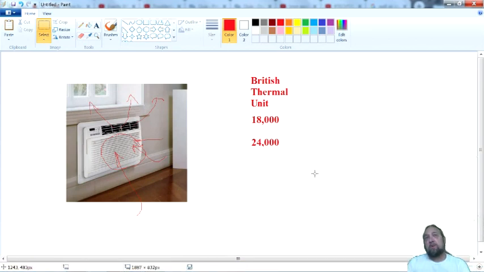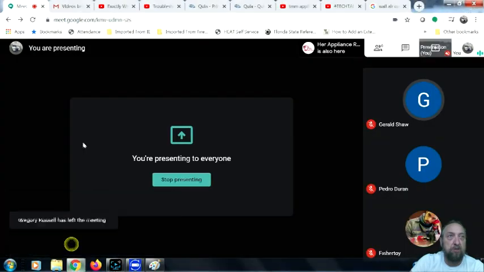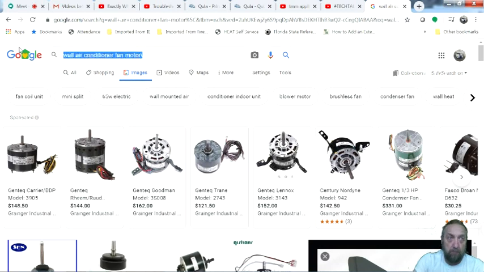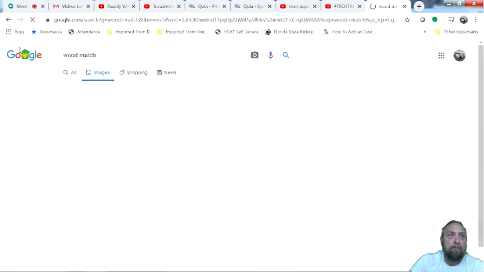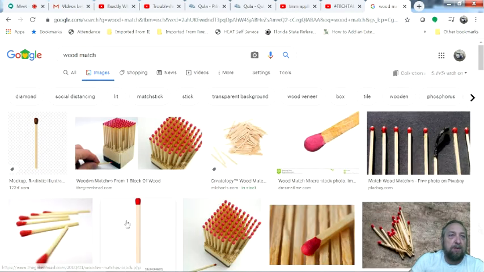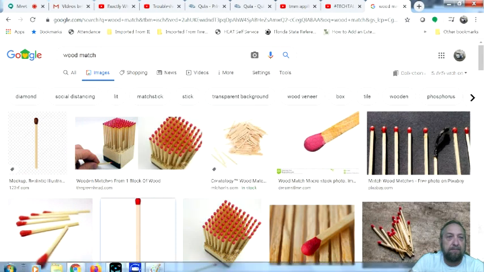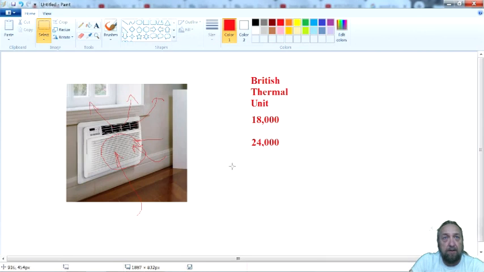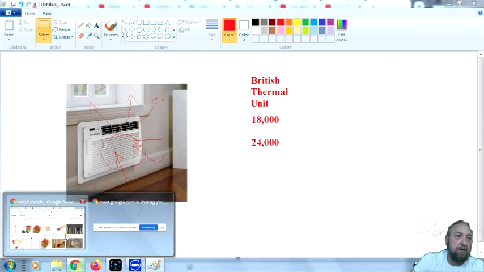Okay, so let me get one more image here and add this one more image before we move on. Let's take this wooden match right here. For some reason it didn't copy. Let me do that again.